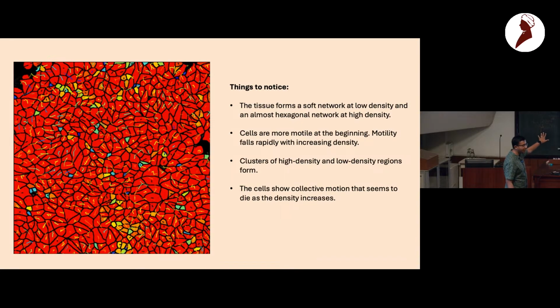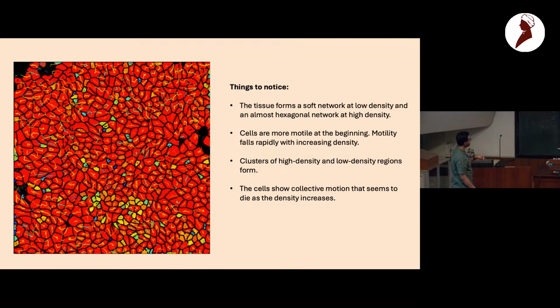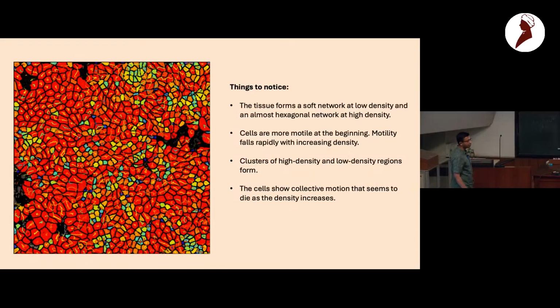So this is an experimental picture, where what I want you to notice from this video is that initially the tissue forms a soft network, just like our video, and then it eventually becomes hexagonal and very crystalline. Cells are more motile at the beginning, and motility falls rapidly as you increase the density. And then also, just like the simulation, you have clusters of high density and low density regimes. And finally, the cells show some collective motion that seems to die as the density increases. So this is what you should observe in the experimental figure, okay?